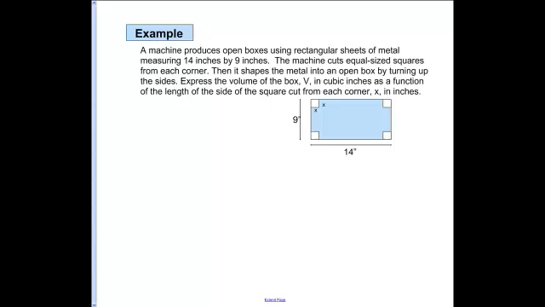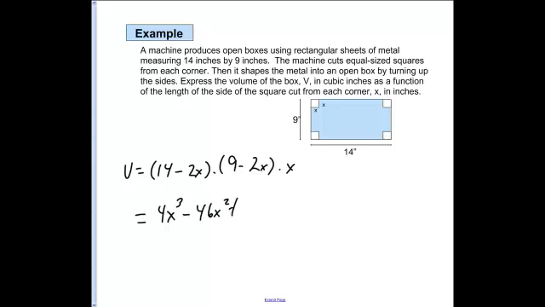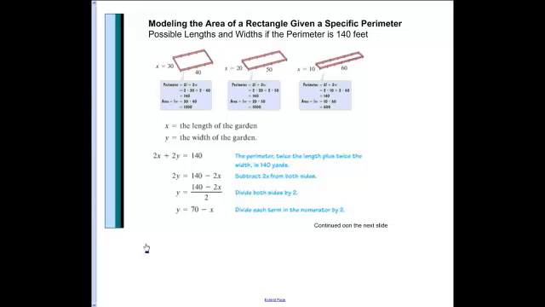And here's an example, the same example, where we let the volume equal 14 minus 2x times 9 minus 2x times x. So the volume in terms of x will be 4x cubed minus 46x squared plus 126x. All we're doing is calculating the volume in terms of the length here.